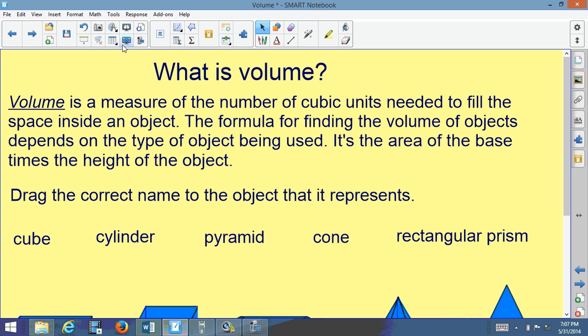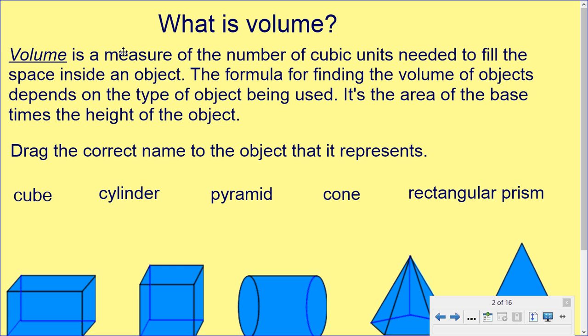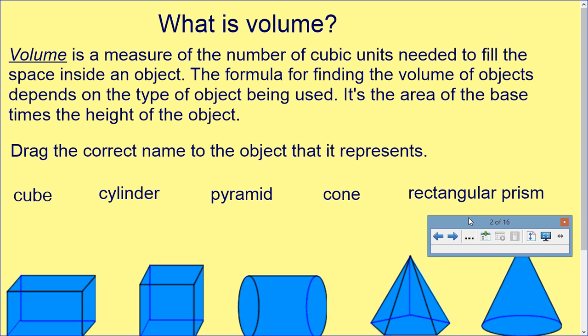Volume is the measure of the number of cubic units needed to fill the space inside of an object. The formula for finding volume of an object depends on the type of object being used. It's the area of the base times the height of the object. Here I have a little game I would be playing with my students where they would drag the name of the object to its correct representation. So you can play that in your spare time, see if you know which one goes with which.